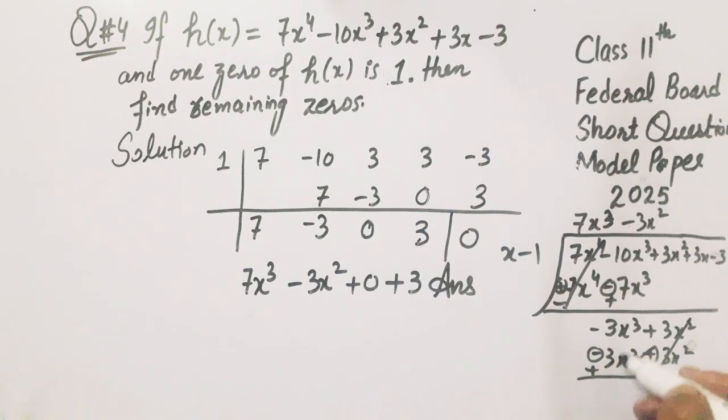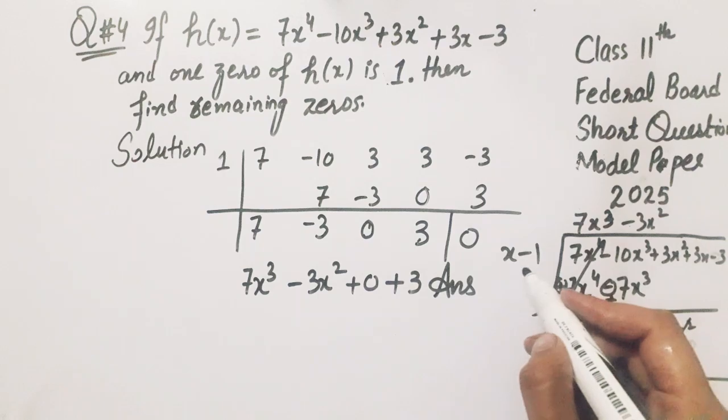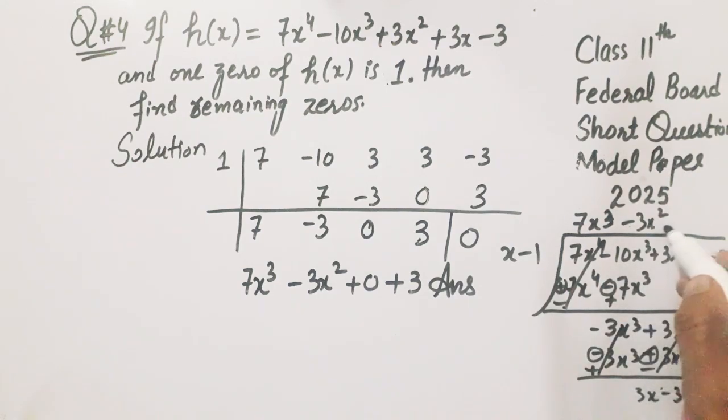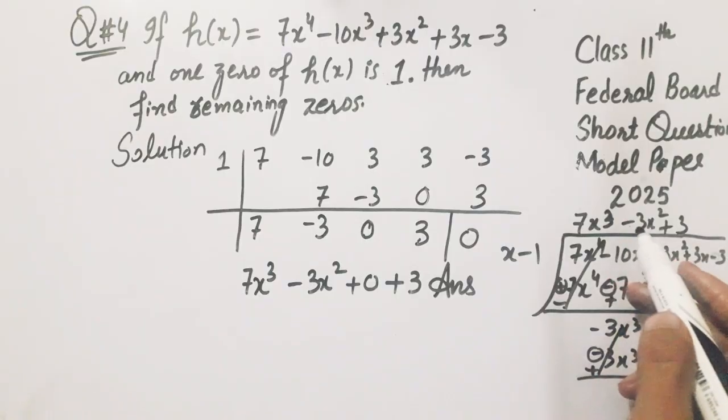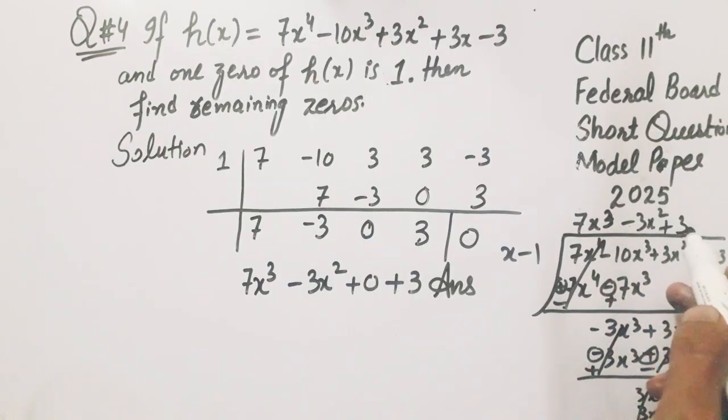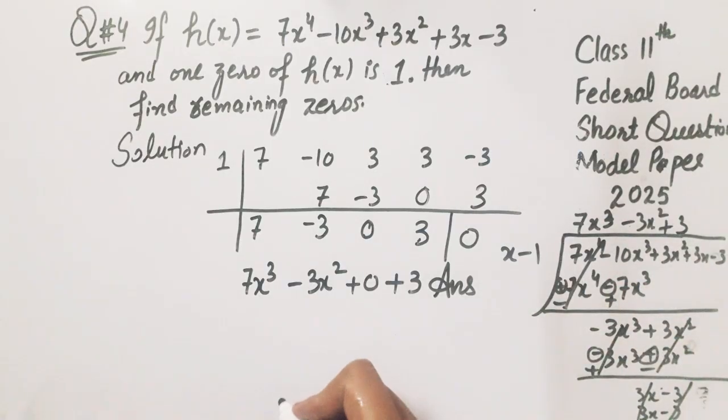So we have 3x minus 3. So we will multiply x by 3. This will become 3x minus 3. Now change the old sign and get the new sign. All the terms are cancelled out and we have just 7x^2 minus 3x plus 3 as the answer of this. Now we will solve the next question.